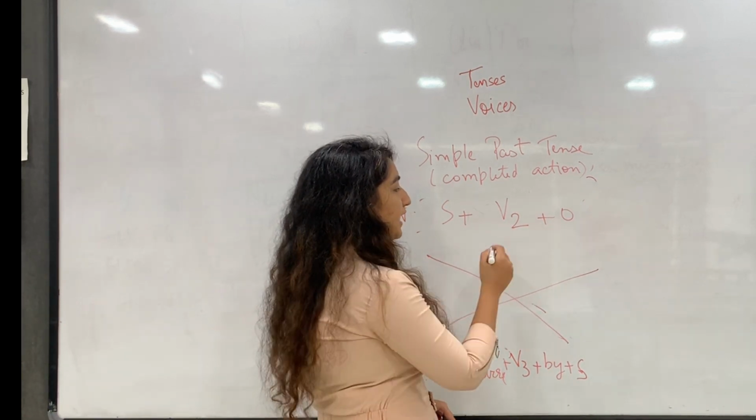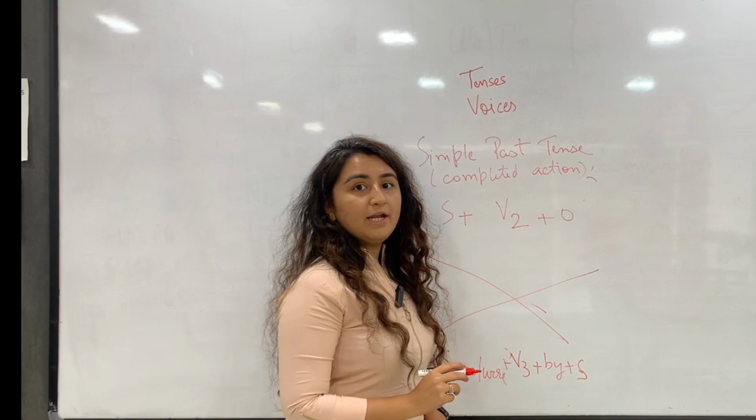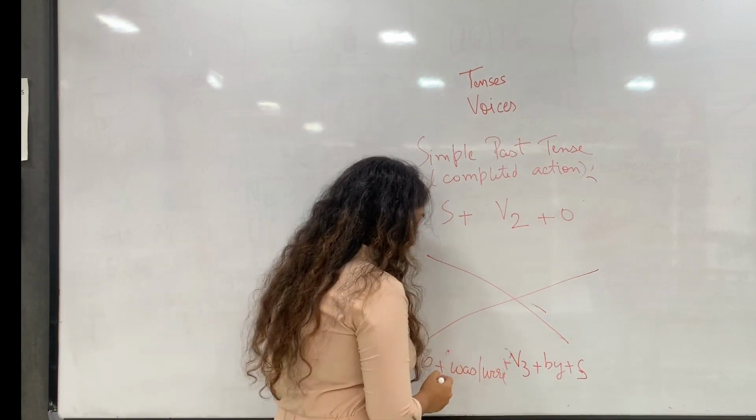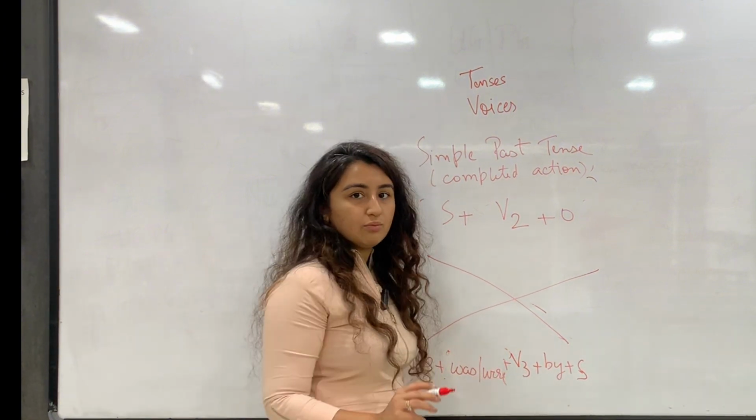I made cookies for you, for example. I made cookies for you. So, cookies were made by me for you.